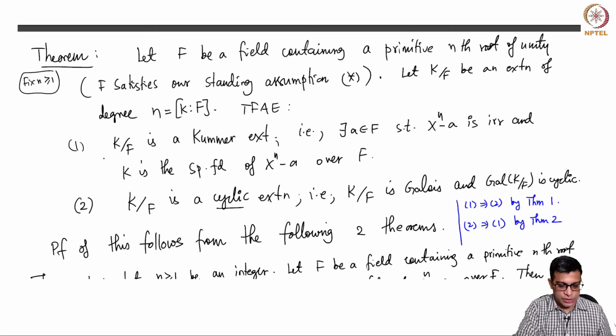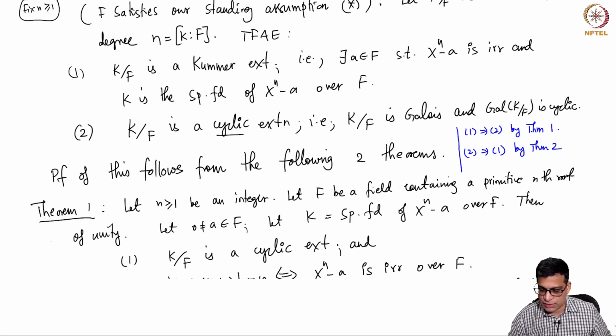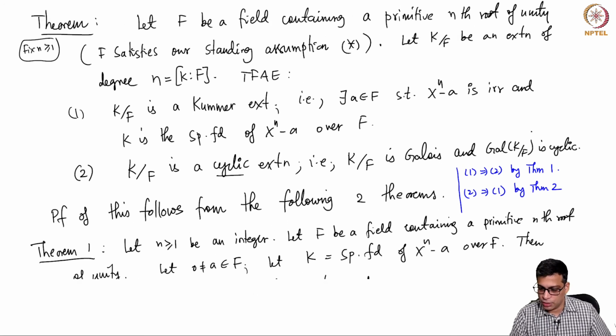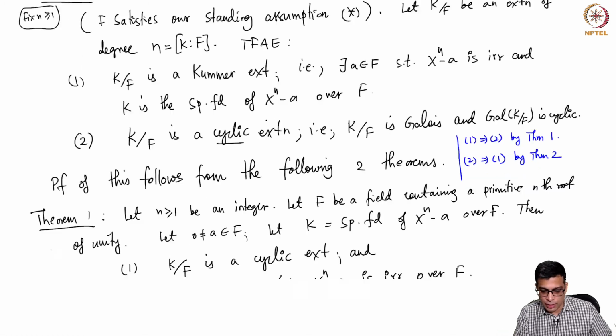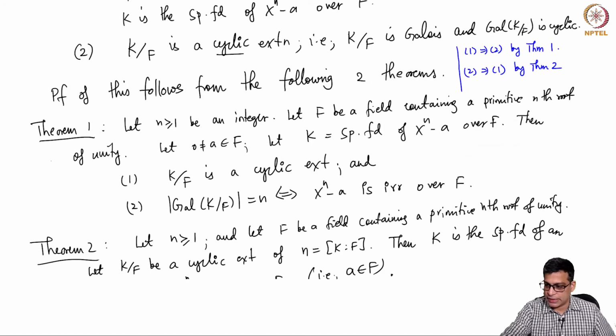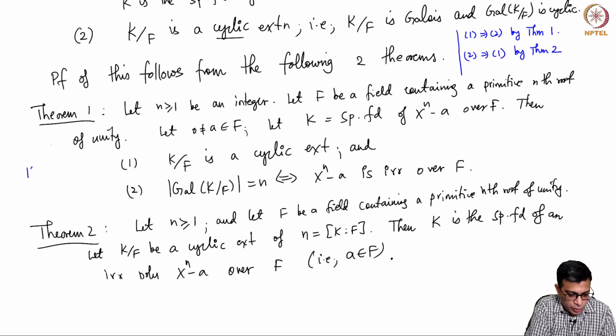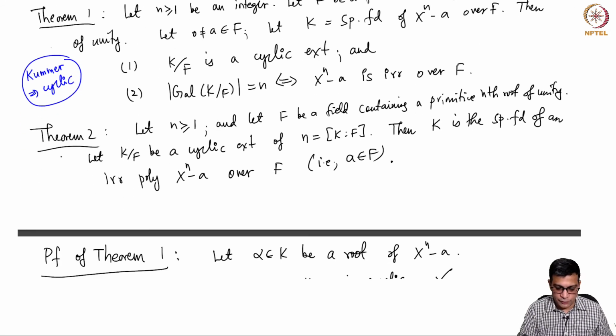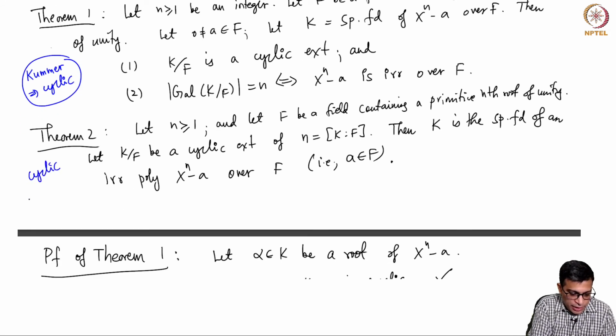So this is the main theorem. Remember, 1 implies 2 is theorem 1. Okay. So this completes the proof of the first part, which says that if you have a Kummer extension, then it is a cyclic extension. So basically think of theorem 1 as Kummer implies cyclic, and think of theorem 2 as cyclic implies Kummer.